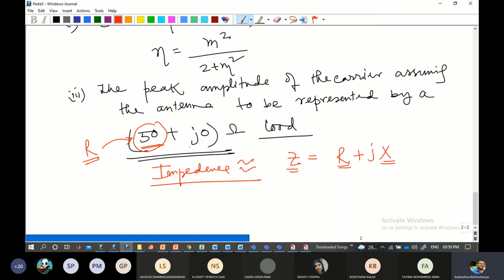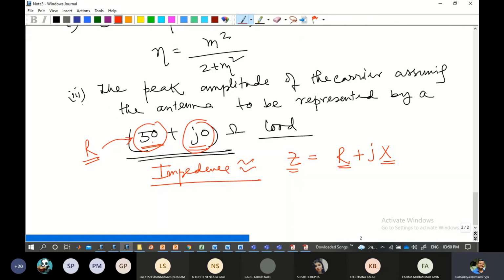And if this imaginary part is 0 in this case, right, J is 0, this is an ideal condition, or this is called an ideal resistor, ideal impedance for that matter. So at ideal impedance, our resistor value is equivalent to the impedance value. Because if X is equal to 0, Z becomes R, so your 50 becomes R.